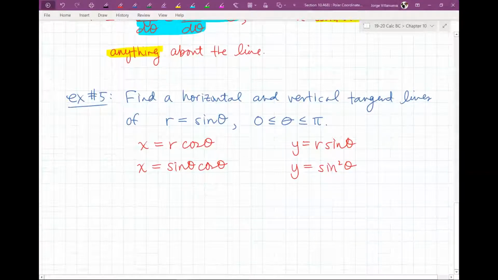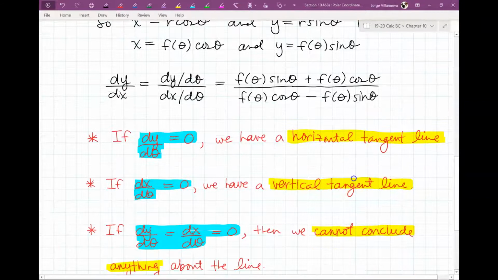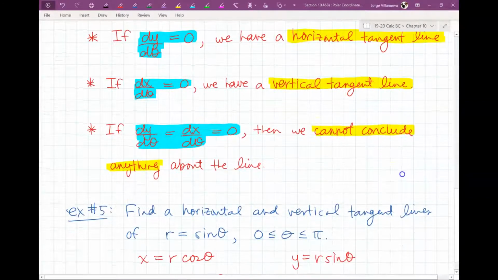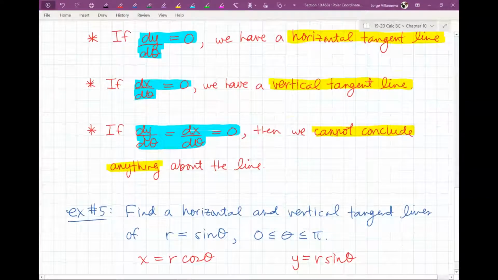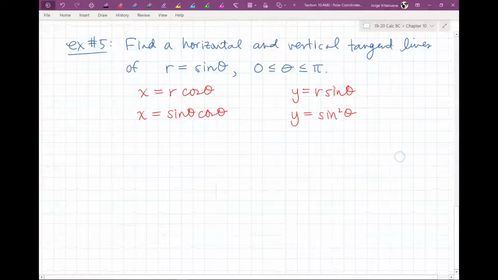Okay? So if I take a derivative, notice I'm not going to take the derivative that I gave you up here, this big old nasty looking derivative. Like, I'm not going to do that. All they want to know is they want us to find horizontal and vertical tangent lines. Okay, so all I'm going to do is find dx d theta and dy d theta. So let's start off with dx d theta.